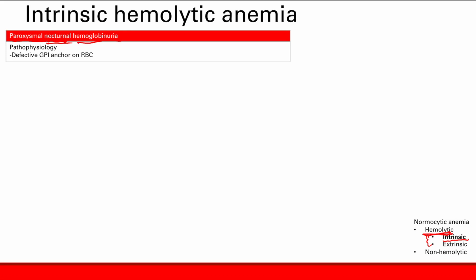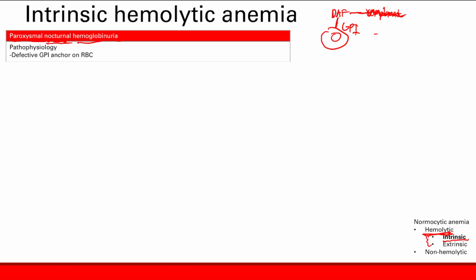So the whole problem here is there's a defective GPI anchor on the red blood cell. So on a normal red blood cell, there's a GPI anchor. And in this one, it's defective. But the reason why we care about the GPI anchor is that it's needed to secure DAF. DAF stands for decay accelerating factor. So you need that GPI to secure DAF. And the reason why you want DAF is DAF helps protect against complement.